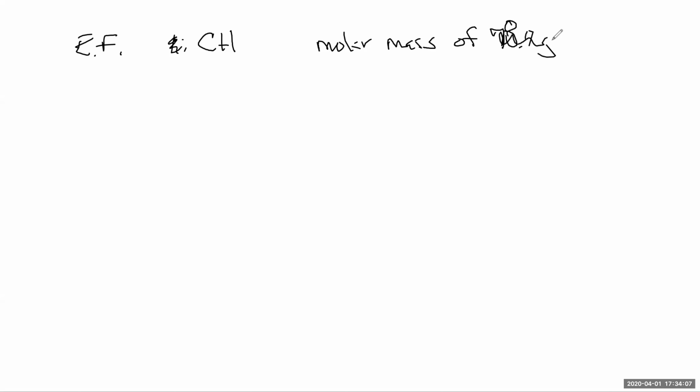If I told you that an empirical formula was CH, and the compound had a molar mass of 78.0 grams. Oops, sorry, my pen's starting to go crazy. 78.0 grams. Determine the molecular formula.